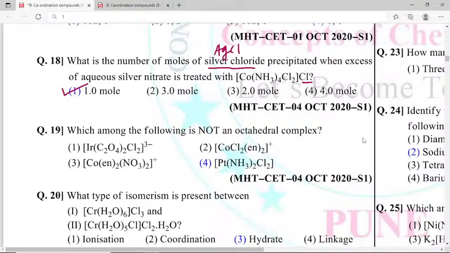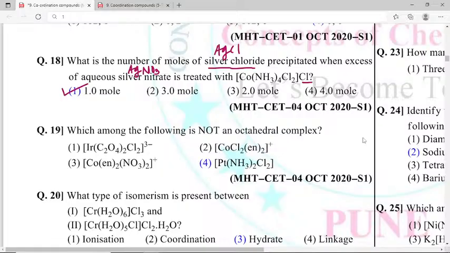Silver nitrate, AgNO3. AgNO3 reacts with the Cl to give AgCl as a precipitate. So inside the square bracket, this is the coordination sphere. Outside the coordination sphere is the ionization sphere. And the ionization sphere undergoes the precipitation reaction.